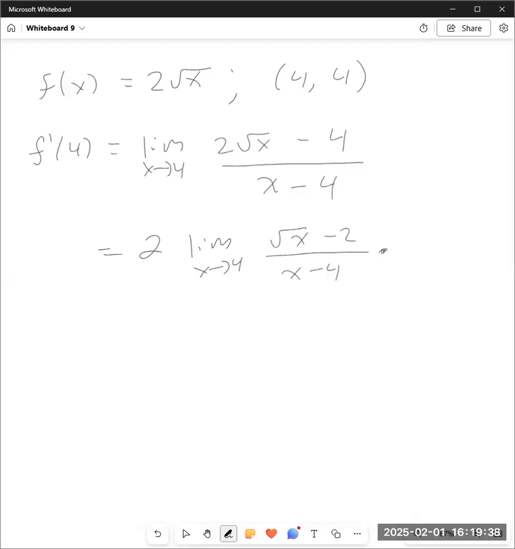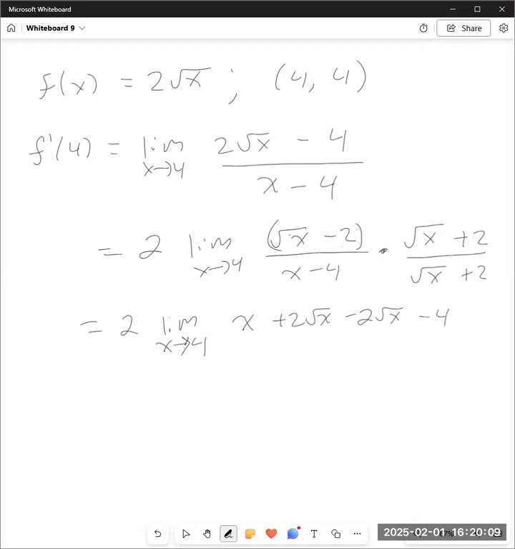Now I want to rationalize that numerator. So I'm going to multiply by root x plus 2 over root x plus 2. Don't forget your 2 that's outside your limit. If you're going to put it out there, it needs to stay out there the whole time until you're ready to evaluate. And so root x times root x is x. Root x times +2 is +2 root x. -2 times root x is -2 root x. And -2 times +2 is -4.